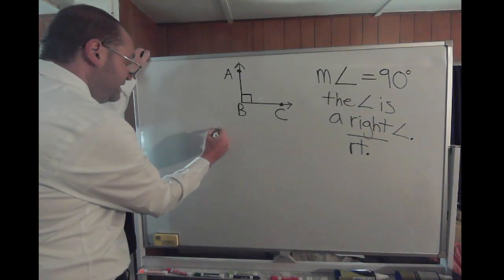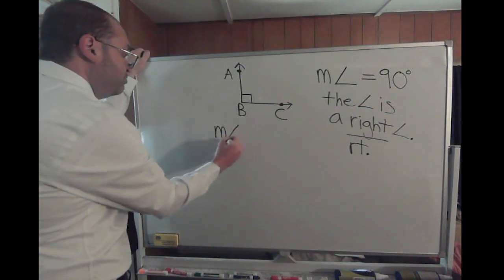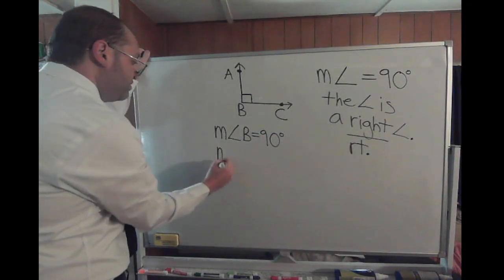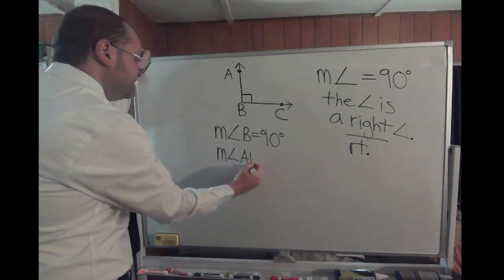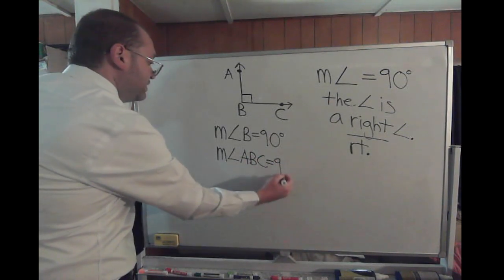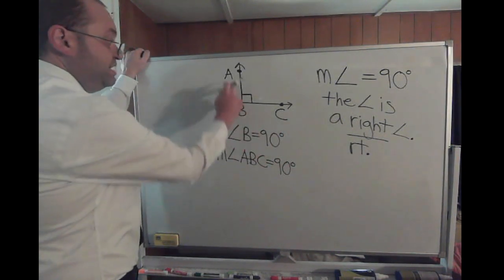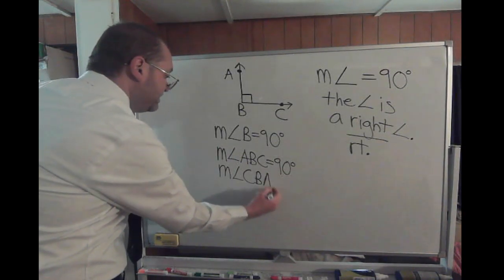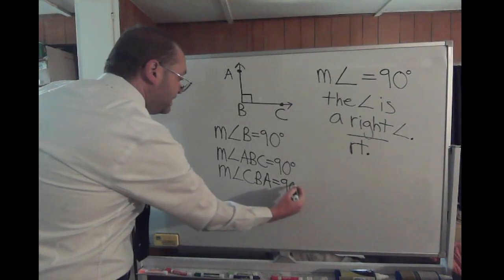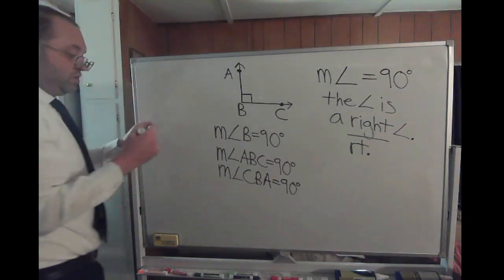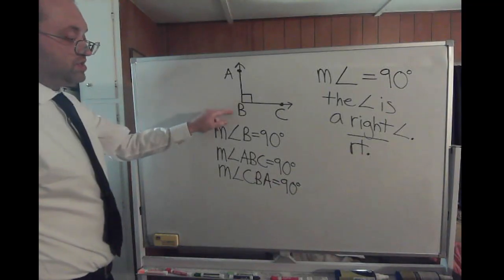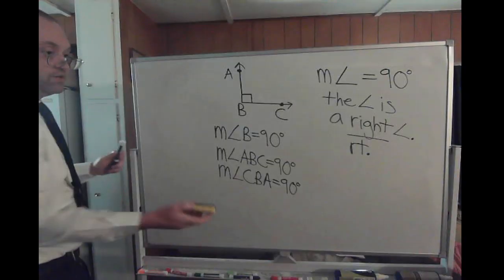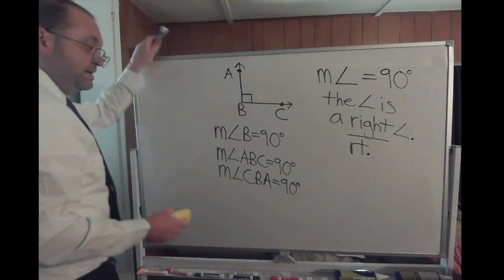But you can say that the measure of angle B is equal to 90 degrees, or the measure of angle ABC equals 90 degrees. Or if you want to, you can do CBA. You could even say the measure of angle CBA, as long as the vertex of the angle is in the middle, that's equal to 90 degrees. It doesn't matter which point you start from on the angle, as long as your vertex is in the middle. All three of these name the same angle, but a right angle is 90 degrees. I used my protractor and it turned out to be 90 degrees.